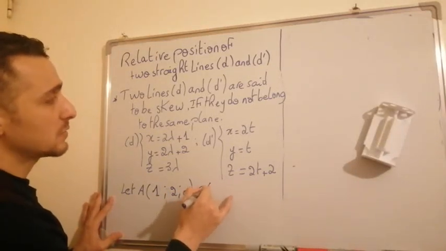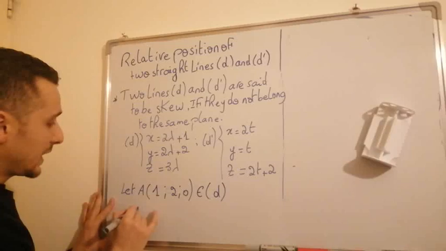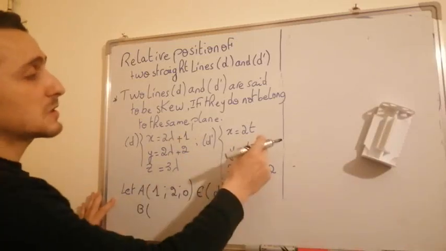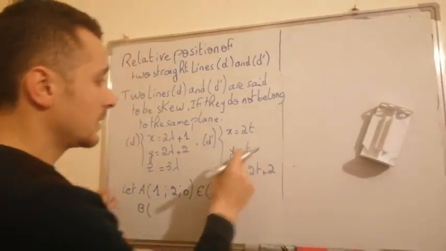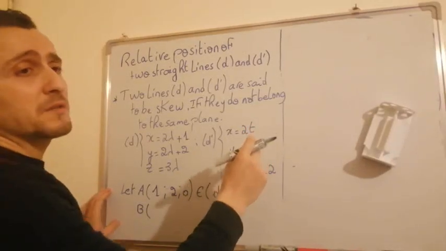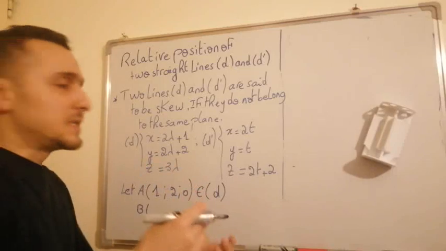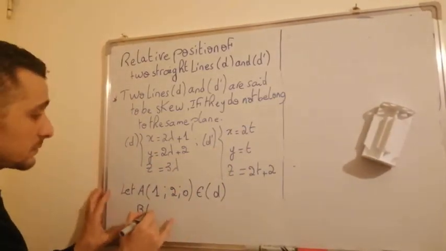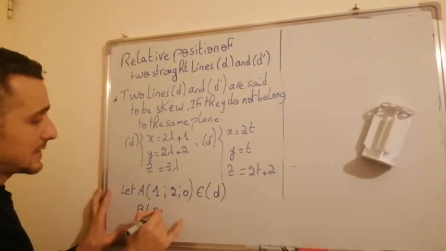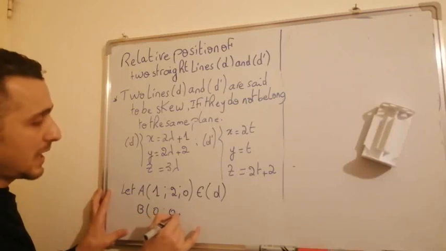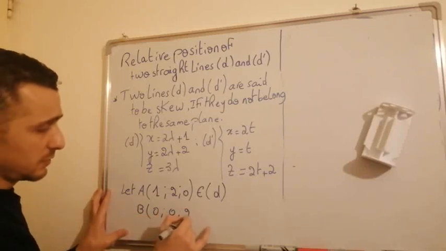It's a point that belongs to the straight line D, and we can take a point B that belongs to the second line D prime. For t equals 0. We can also take other values, it's not necessary to take t equals 0 and lambda equals 0, but they are so easy. For t equals 0, B has an abscissa 0, y 0, and z equals 2.